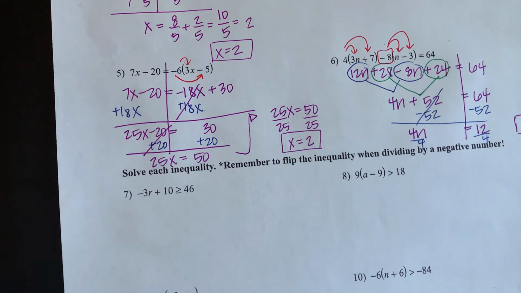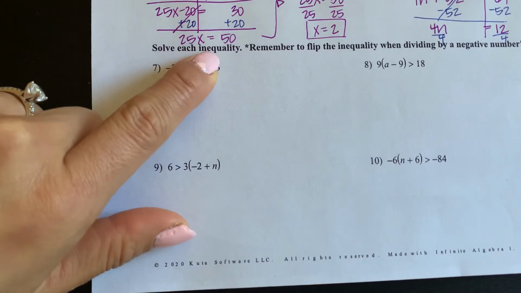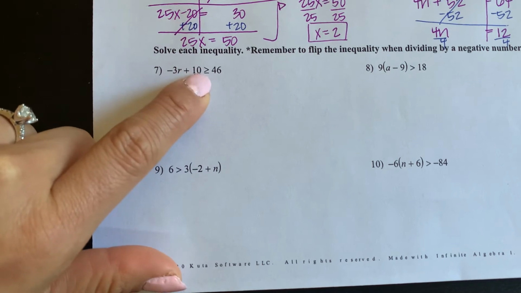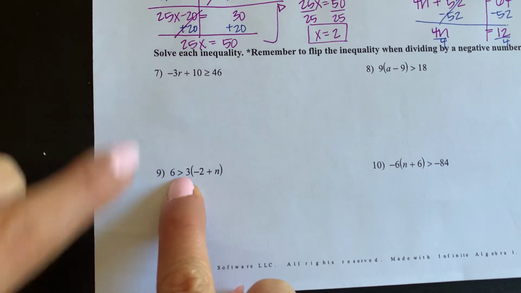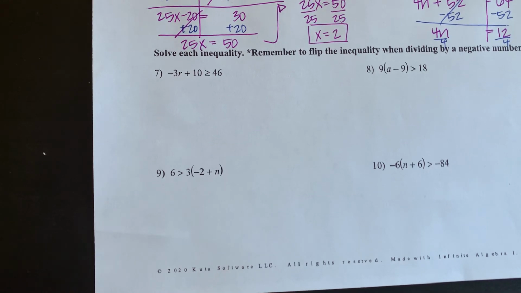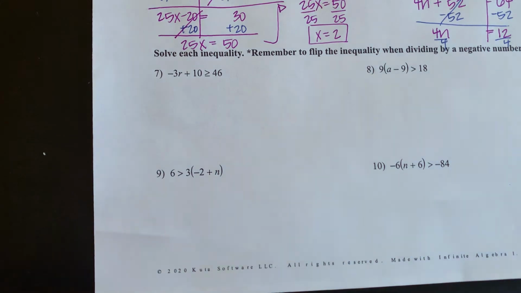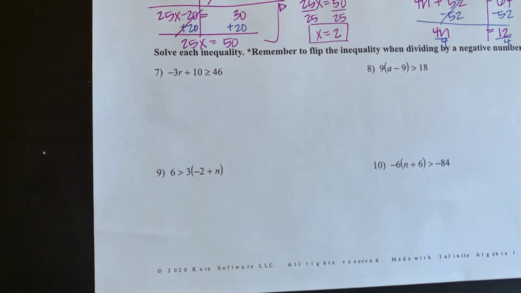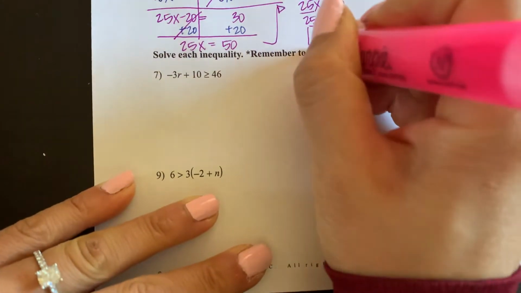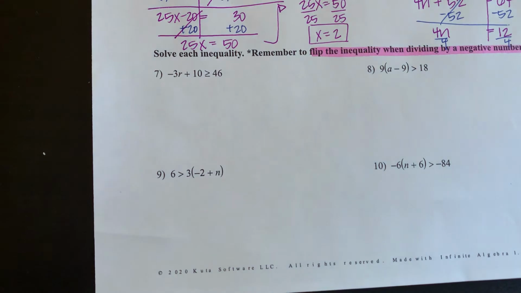So those are all the solving equations ones. Down here, we're looking at inequalities. So remember, inequalities have the arrows: greater than or equal to, greater than, less than or equal to. That's when you know they're inequalities. I did include a little note here. Remember to flip the inequality when dividing by a negative number. So that only happens again when you're dividing by a negative number. So we'll do a couple of these.